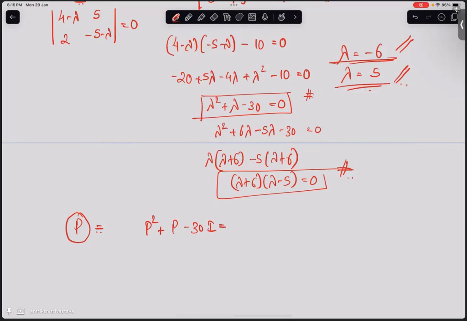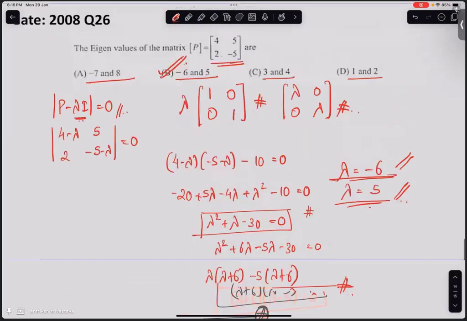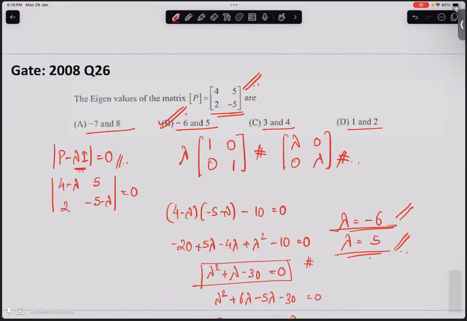P square plus P minus 3I is equal to 0. Can I say this? We can say this, right? Because from the Cayley-Hamilton theorem, we know that the matrix satisfies its own characteristic equation.